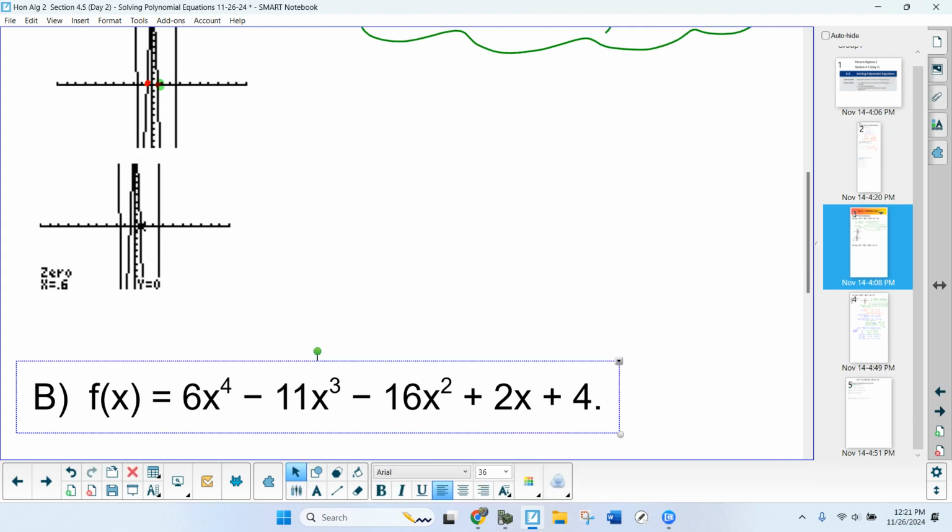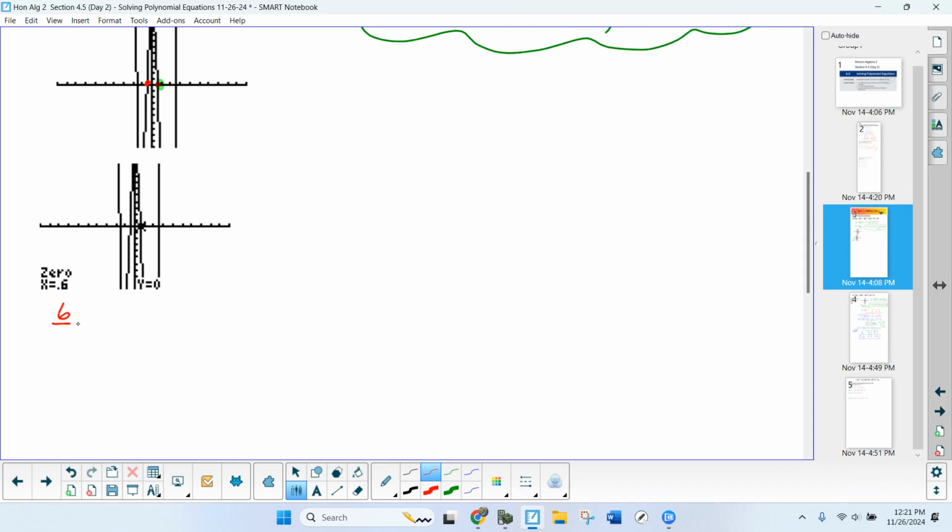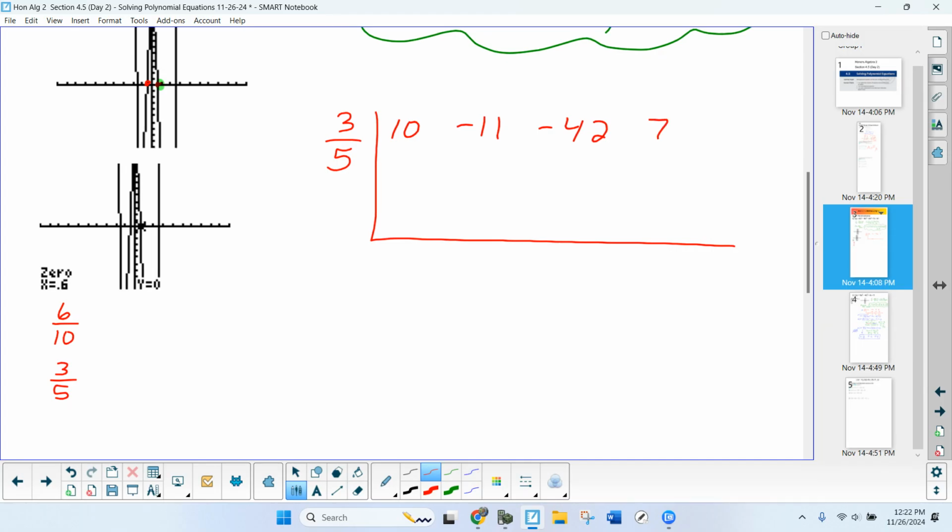So we're not doing this one. I'm going to delete. If you get into this space, that's okay. This is 6/10, which is the same as 3/5. Does that look like a possible rational 0? Okay, so let's try that one. Let's test 3/5. Now, what are my numbers that I'm going to use here? 10, -11, -42, 7, and 12.